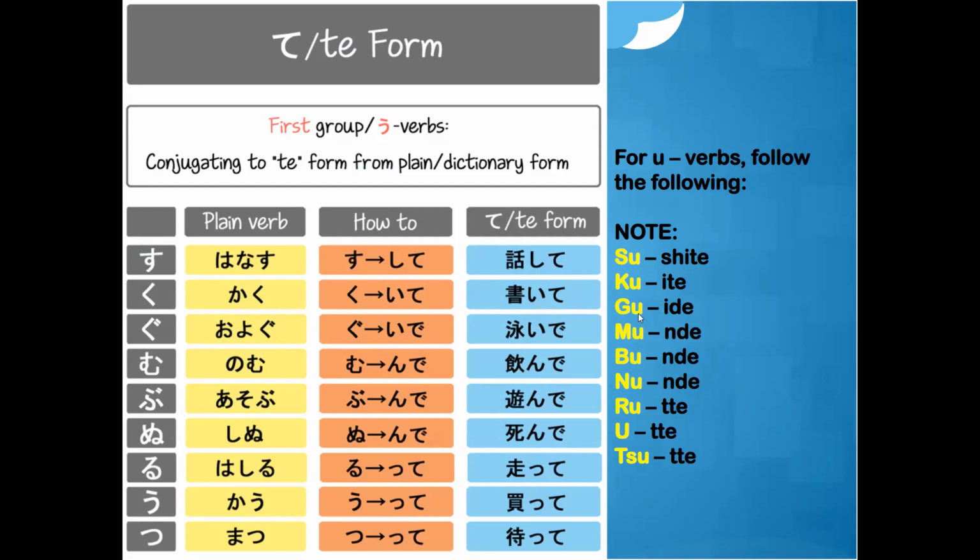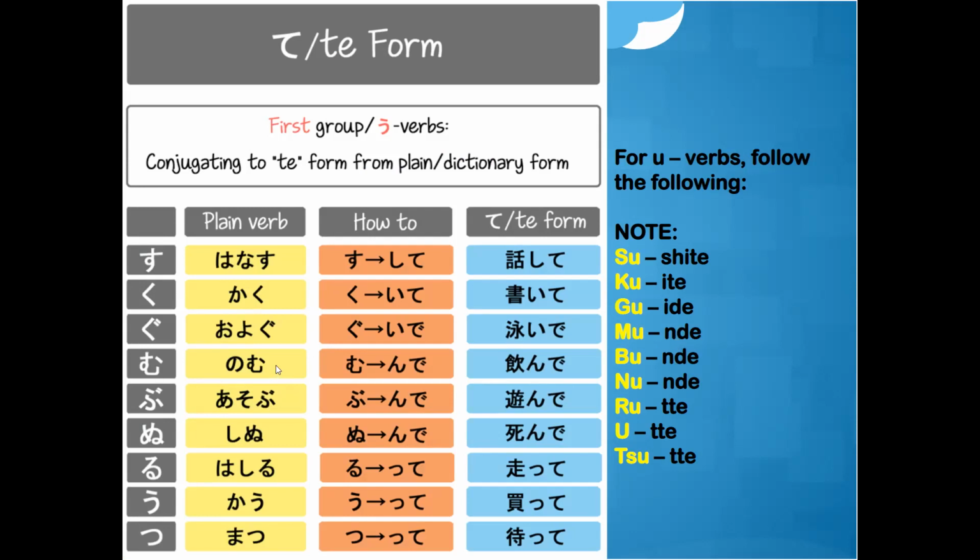The third one is oyogu. That ends with gu. So you delete gu and replace it with ide. Oyoide. Please swim. Oyoide kudasai. Or I am swimming. Watashi wa oyoide imasu. So it's ide. And we also have here nomu, which means to drink. So mu changes to nde. So please drink. So nonde. Nonde kudasai. So I am drinking coffee. Kohi o nonde imasu. So that's it.